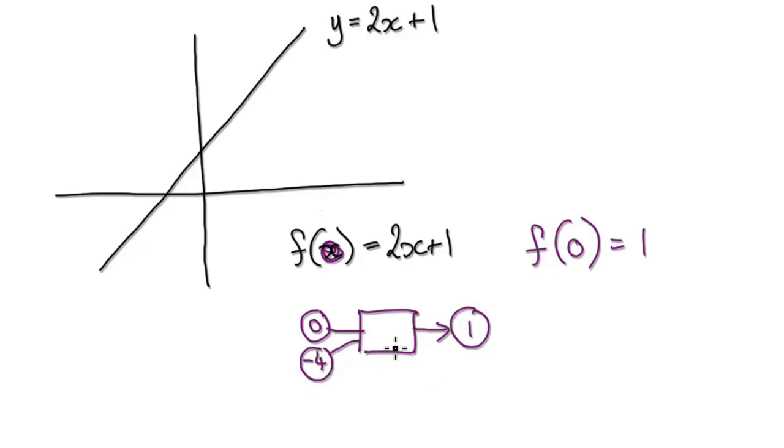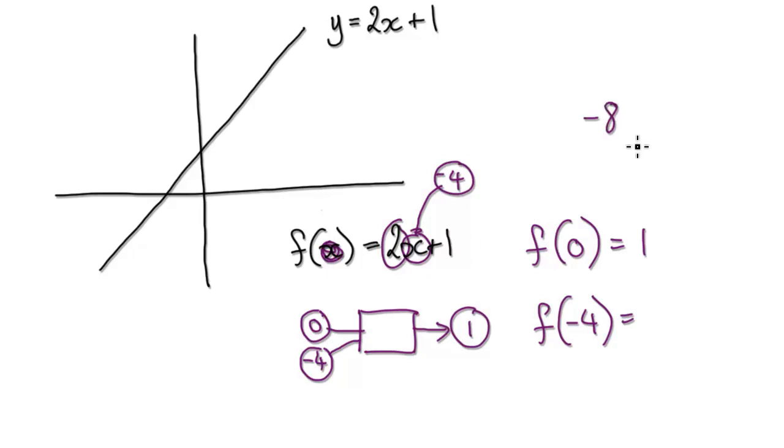Another example is if I put in, let's say, a -4 into the machine. I'm actually looking at f of -4. Whatever's in here is what you put into the machine. That means I've got to put -4 into this x here. So it would be 2 times -4, that would be -8, plus 1. That would be -7. So if I put a -4 into the machine, it will spit out the number -7.